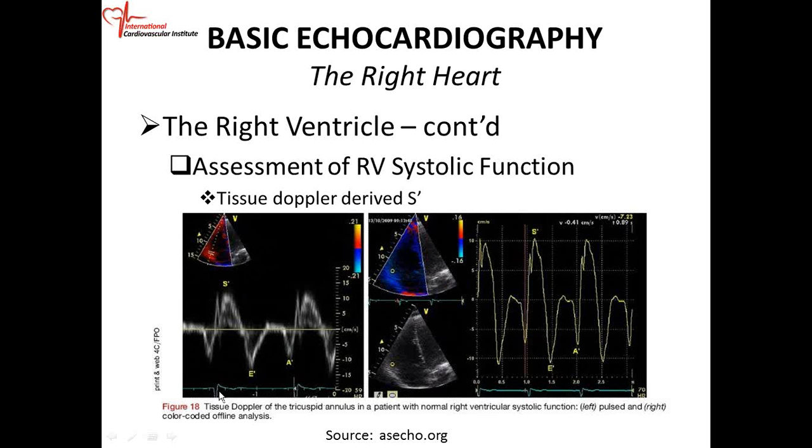And you can map, if you gate it on the EKG, systole is from there to there. So from the QRS to the T-wave, it's a systolic excursion. And in diastole, you have your E-prime and the A-prime, just like the left side. Okay, tissue Doppler imaging.